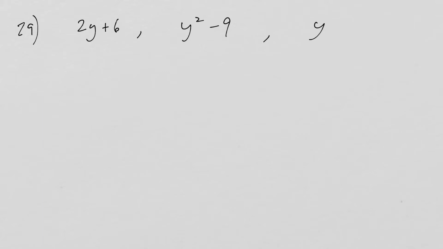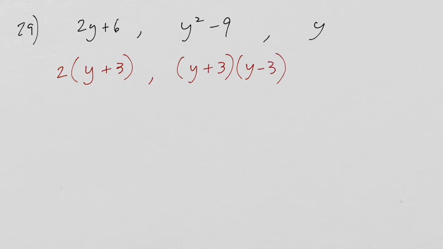Okay, this first item can be factored by pulling out a 2, and we're going to be left with y plus 3. This second item is the difference of two squares, so I have the conjugate pairs. And this third item is just y. So when we look at the different factors, we have a 2 that's different from anything else. We have a y plus 3 that's showing up in those spots. We have a y minus 3, and we have a y.